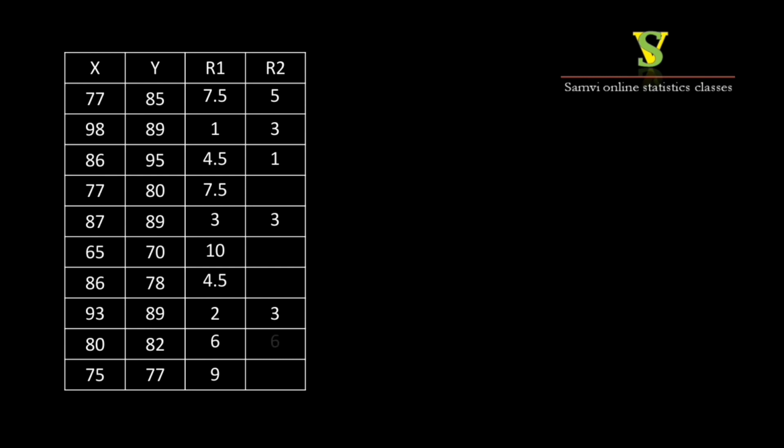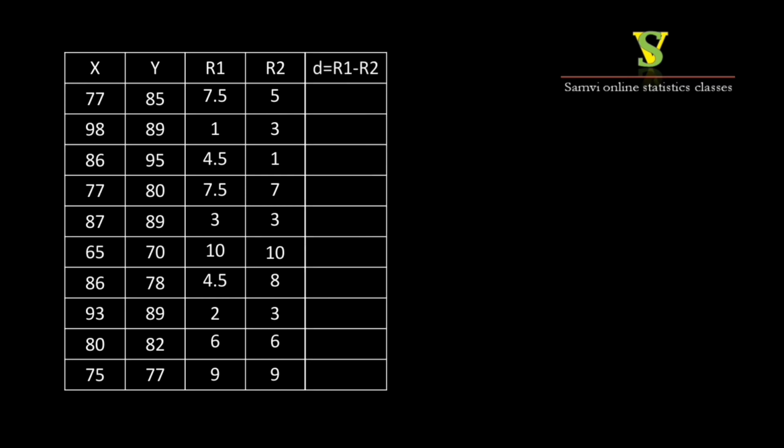So after this you have to move for the next highest, that is 82, that is the sixth rank. Next highest is 80, that is the seventh rank. Next highest is 78, you have to allot the eighth rank. Next highest is 77, 9th rank, and 70, it is the 10th rank. So like this, the ranks will be allotted. Once you calculated what is R1 and what is R2, next step is finding what is D. D is nothing but the difference between R1 and R2.